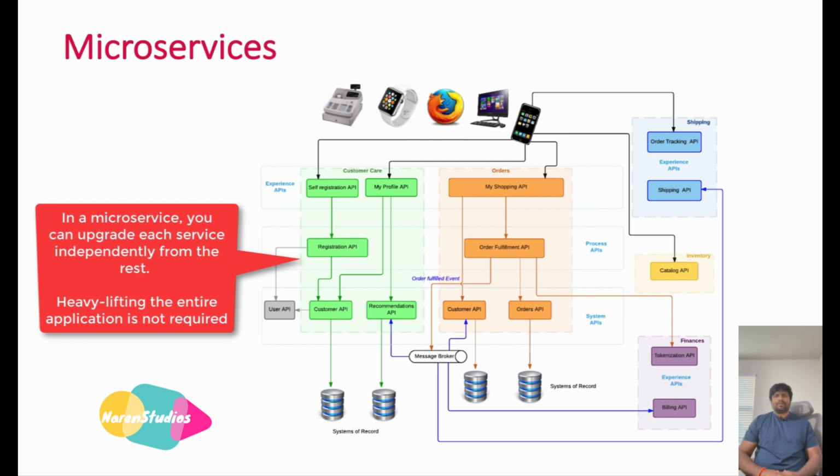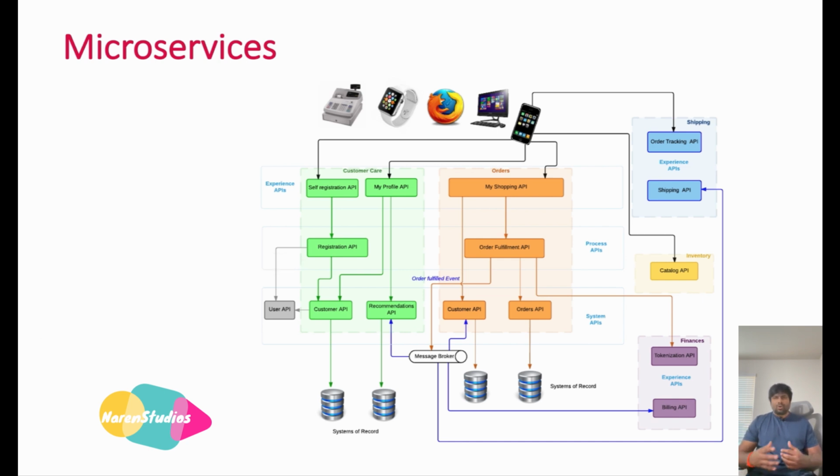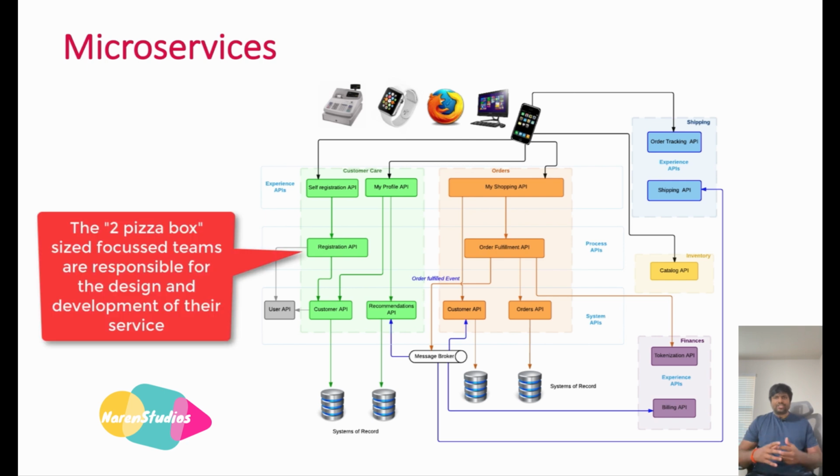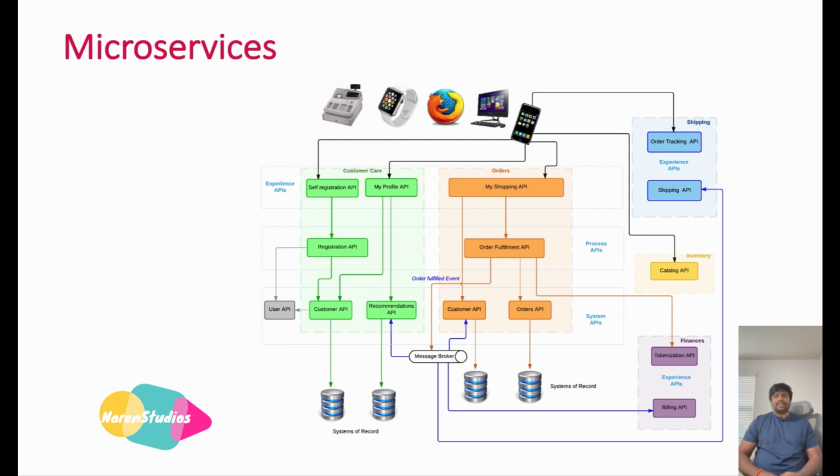The two-pizza sized teams are responsible for the design and development of their service. As a result, the developers in a team have very good knowledge about the code and how it works, and can make changes and decisions very fast. In a monolithic application, you have a huge spaghetti of code, and eventually you could end up in a situation where no one really understands the complete application. It's so complicated that making any functional changes is very hard.